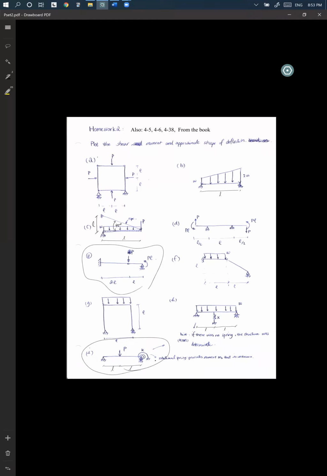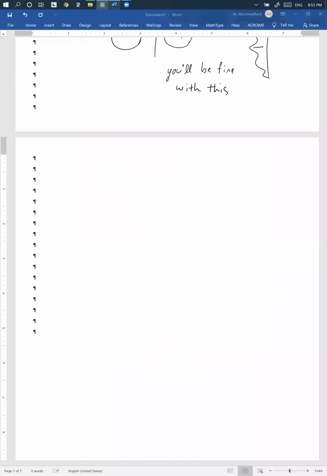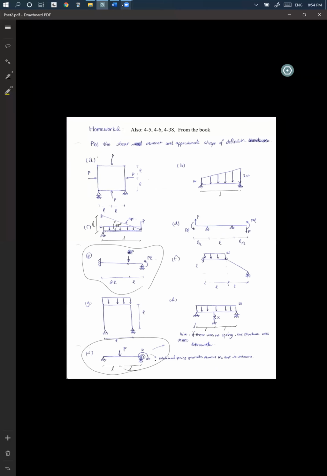All right, so I is very easy. You see, this is a spring here, so there's one P and this is like this. Guys, for this problem, this is a spring. You can just throw the spring out and put a concentrated moment there. Oh yeah, there was a support here too.